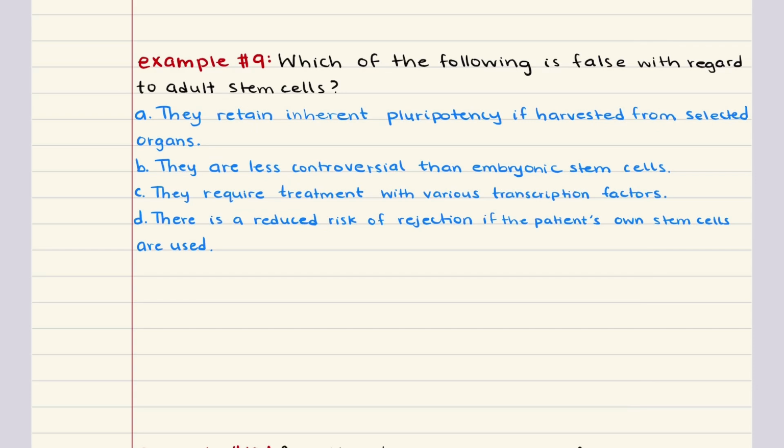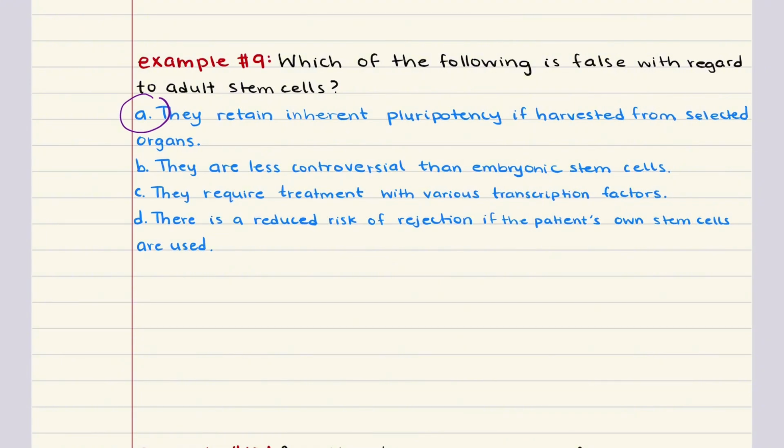To answer this question, we need to know a fundamental limitation of adult stem cells, and that is that they are multipotent, not pluripotent. That means they can give rise to several types of cells, but only within a certain lineage. Pluripotency refers to the ability to become nearly any cell type in the body, which is a property of embryonic stem cells, not adult ones. So that means the false statement here is choice A. All three of the other statements, B, C, and D, are correct.